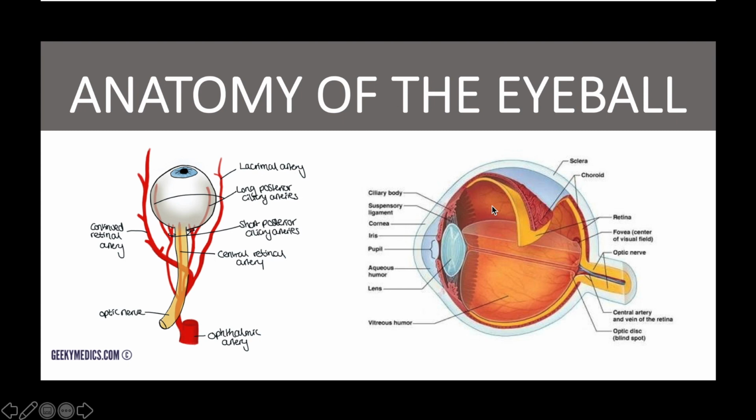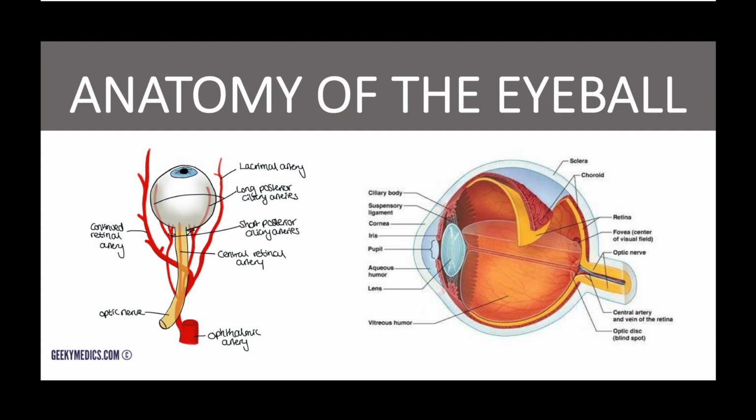Of the anatomy of the eyeball. So on the left, you have the vascular structure of the anatomy of the eyeball, an image taken from geekymedics.com. In order to learn further detail of the anatomy of the eyeball, make sure to check their website out because they have it very detailed as well.